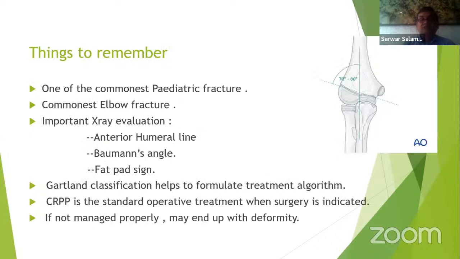So in summary, it is one of the commonest pediatric fractures and the commonest elbow fracture in children. In X-ray, we should look at the anterior humeral line and Baumann's angle. Sometimes the fat pad sign helps us in diagnosis. The Gartland classification, which is standard, we'll see again today. Closed reduction and percutaneous pinning is the standard operative treatment when surgery is indicated. Not all cases need surgery. And if we do not manage a supracondylar fracture of the humerus properly, it may end up with deformity.